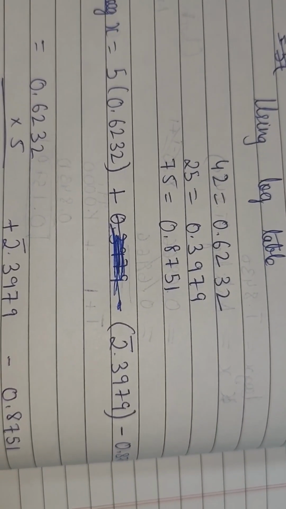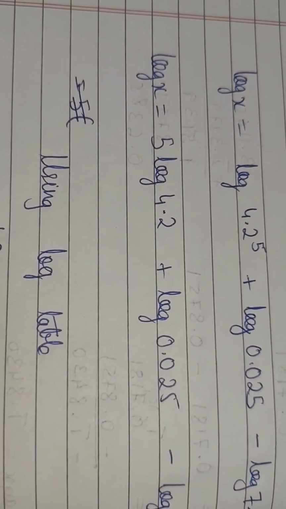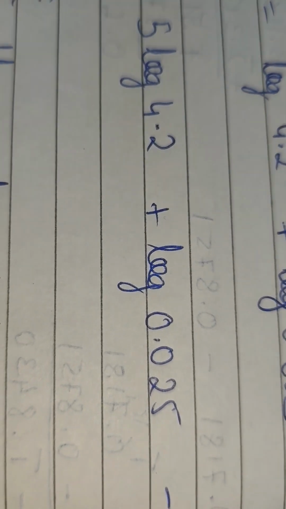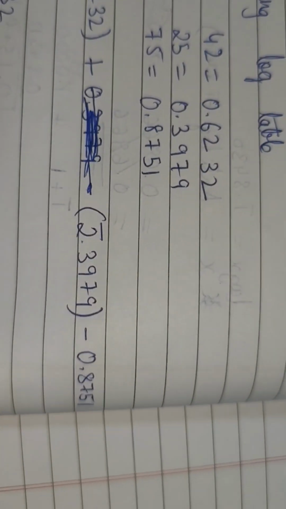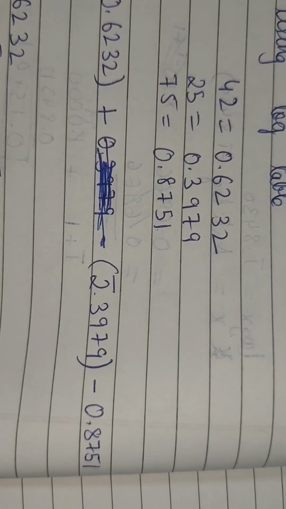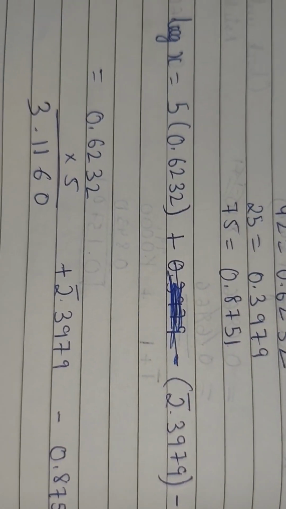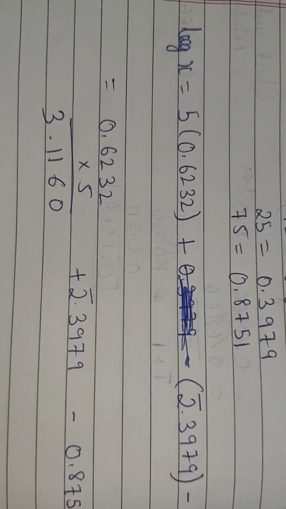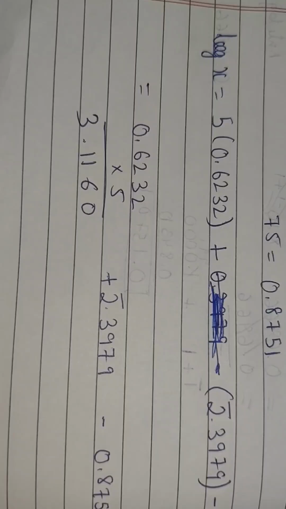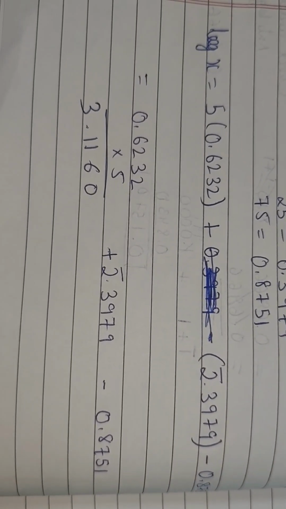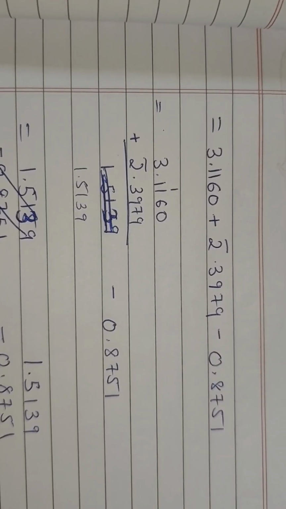2 bar. Why 2 bar? Because here the characteristic will be 2 bar for log 0.025, okay. Minus 0.8751. Now I have multiplied 0.6232 by 5. After doing this step, I have done addition of the first two numbers.